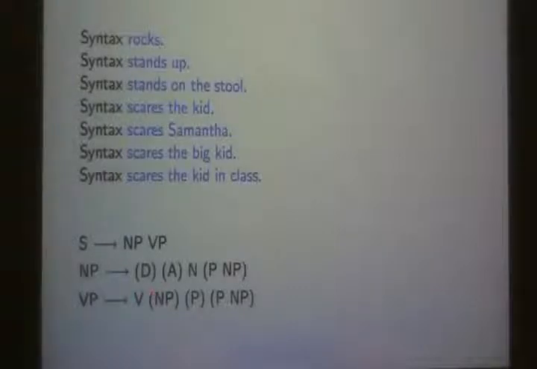After the verb, you can have optionally one of these guys, a noun phrase. And that's what we're seeing here in scares the kid, or scares Samantha, or scares the big kid. And then following this, if it's present, you can have a preposition, or you can have a preposition and a noun phrase together. And that's what we're seeing in these two cases.